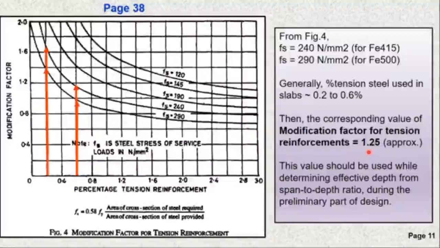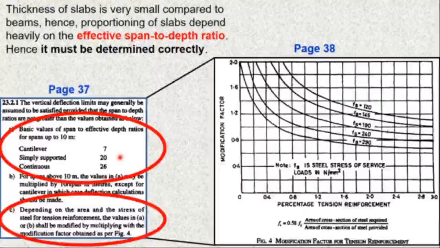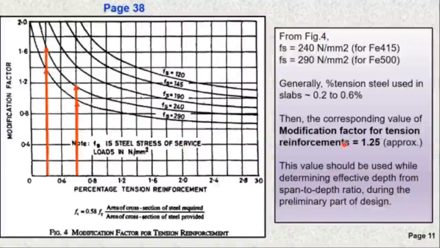So bear it in mind, the effective span to effective depth ratio, once you obtain it, you have to multiply it with this modification factor in case of slabs. So for slabs, you should remember that the modification factor of 1.25 should be multiplied with the effective span to effective depth limiting ratios to obtain the correct values. Okay, so from these, you know the effective span to effective depth limiting ratio, multiply it with the modification factor 1.25 and correspondingly find the effective depth, and procedures shall follow thereafter as in the case of beams.